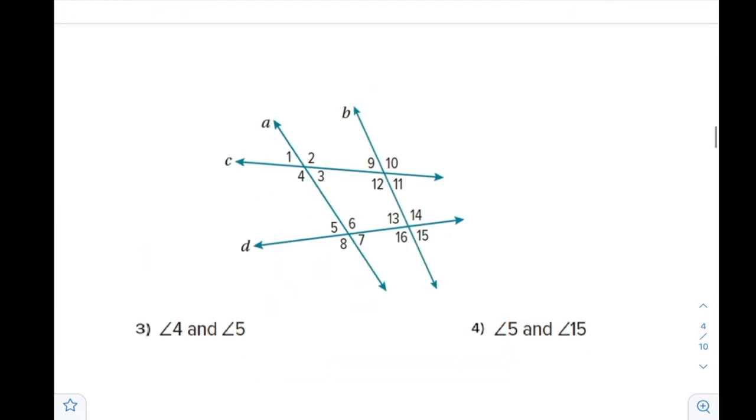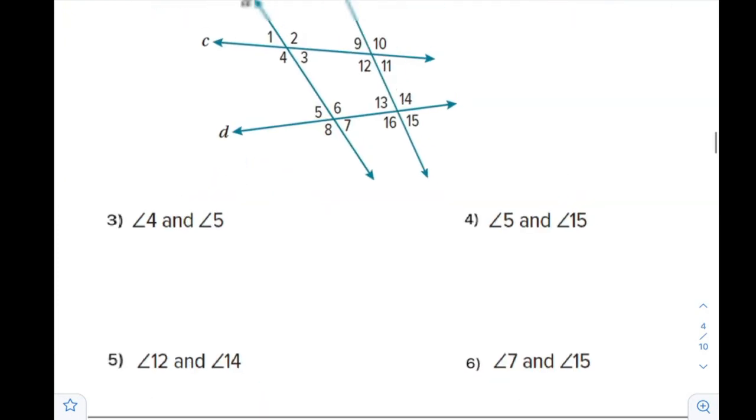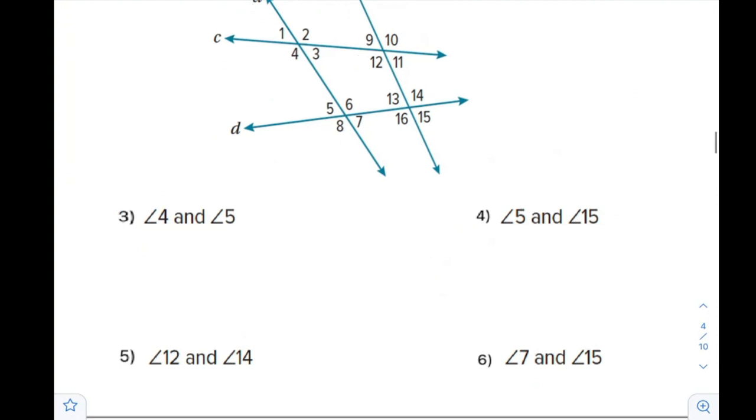Okay, let's see here. Angle 4 and angle 5. This is angle 4, and this is angle 5. Angle 4 and 5, we have repeated that again. We can say the transversal.